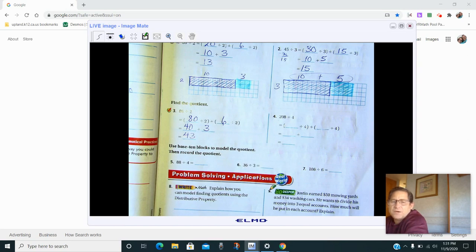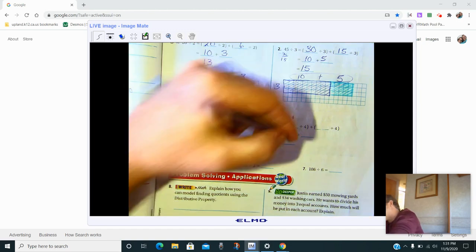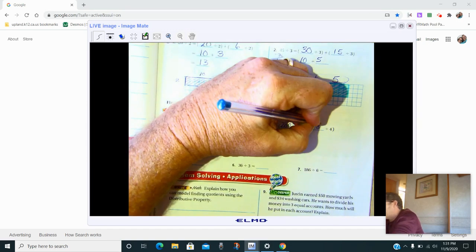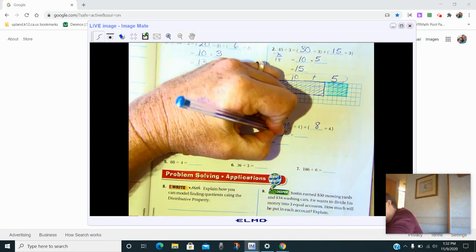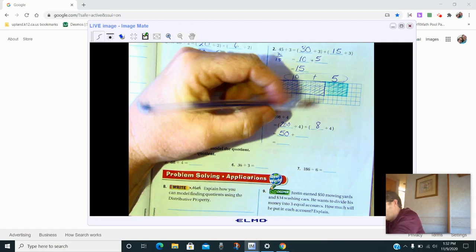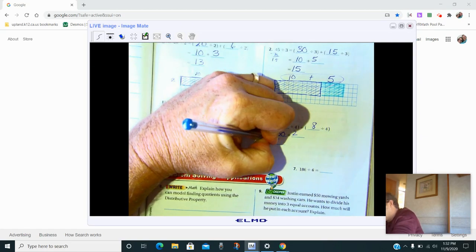208 divided by 4. Well, I'm going to use 200 and I'm going to use 8. So 20 tens divided by 4. 4, 8, 12, 16, 20. That's 5. So 5 tens is 50. 8 divided by 4 is 2. So 52.